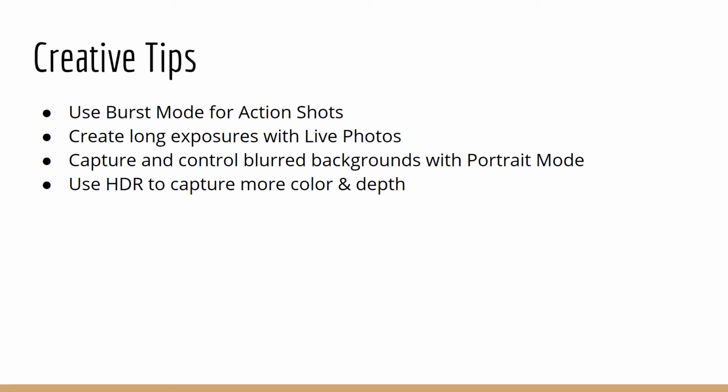To capture and control blurred backgrounds with portrait mode, swipe up to see your options including flash, timer, filter, and finally the one you want is aperture control or f-stops. Swipe to the left or right to control your depth of field. Finally, shooting in HDR captures more color and depth. This can be turned on in your camera settings in the phone settings menu.